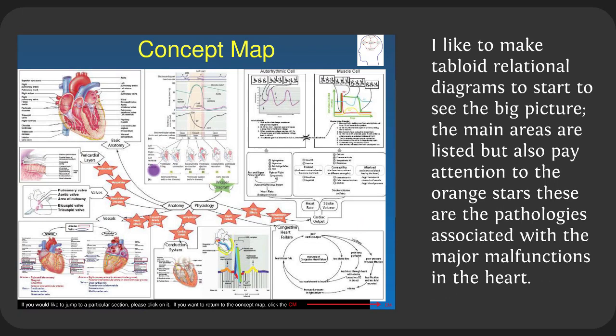I like to make tabloid relational diagrams to start to see the big picture. The main areas are listed: basic anatomy, layers, valves, vessels, conduction system, congestive heart failure, cardiac output, and then something called the Wigger's diagram. But also pay attention to the orange stars. These are the pathologies associated with the major malfunctions in the heart. So things like endocarditis and myopathies or heart valve disorders, heart attack, cardiac arrest, homeostatic control, drug effects, heart failure, things like that. So keep linking pathology to the anatomy and physiology.